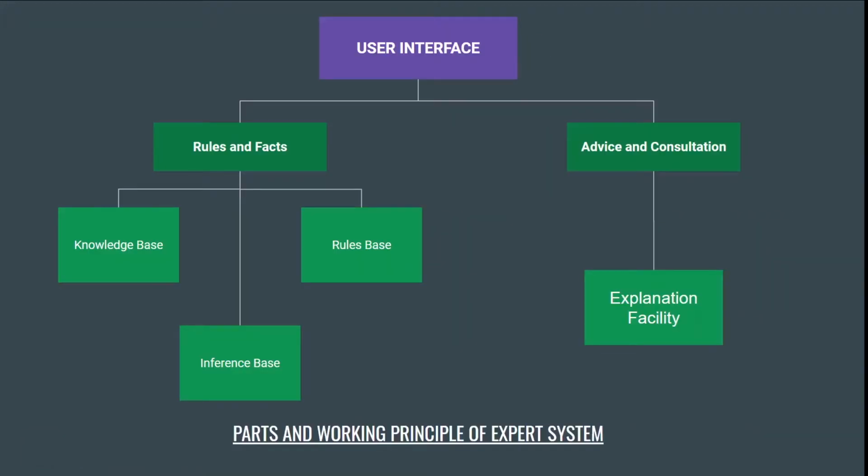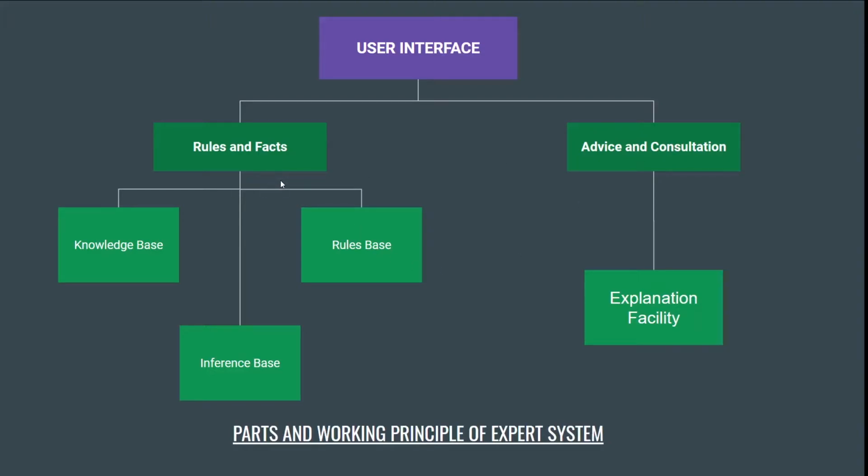Now let's see the parts and the working principle of an expert system. As we can see, this is in the reverse order of how a user will see the expert system. The user interface is the outermost and polished surface of the expert system. The user interface accommodates two important factors: one, the rules and facts, and the other, the advice and consultation.